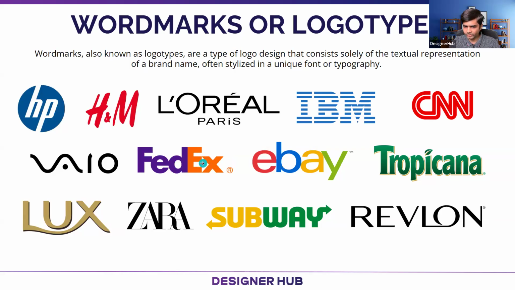Now, these kind of things are called negative space, like hiding those kind of elements in the white area. And even if you Google negative space logos, you will get to see a lot of them. Then you have eBay, Tropicana, Lux, Zara, Subway, Revlon. I've just put a few. You will find hundreds of other brands' logos available on the internet. But I hope you have got the context of it.